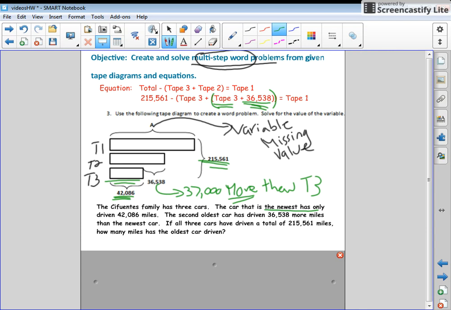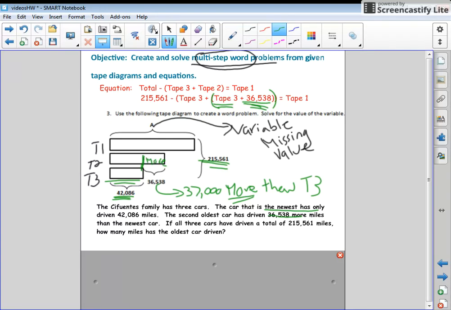The second oldest car has driven 36,538 more miles than the newest car. So it is more than. So since it's more than, my tape is a little bit longer. And the piece here, this difference, shows how much more it is.